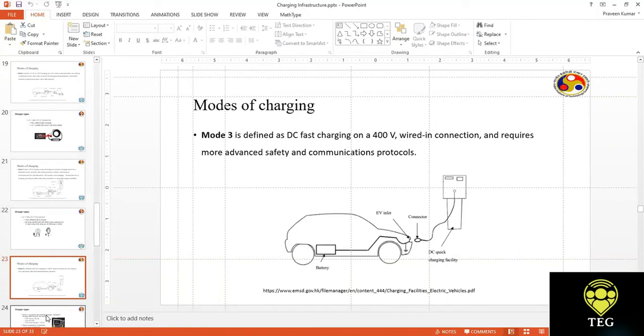And then comes the mode 3 charger. So mode 3 chargers are essentially, or mostly, DC fast chargers, and they operate at 400 volts. Okay, so that is actually used for DC fast charging, which we will be eventually having on the highways. So the chargers which can charge the battery anywhere between 15 minutes to 1 hour maximum would be the DC fast chargers, and we would classify them as mode 3 chargers.